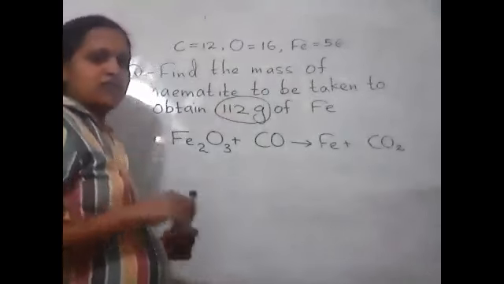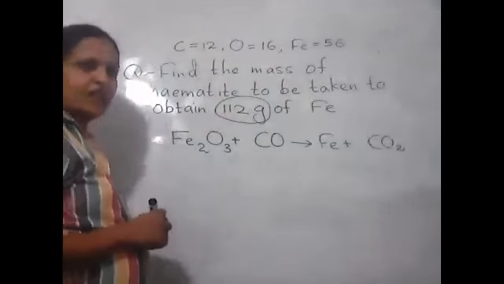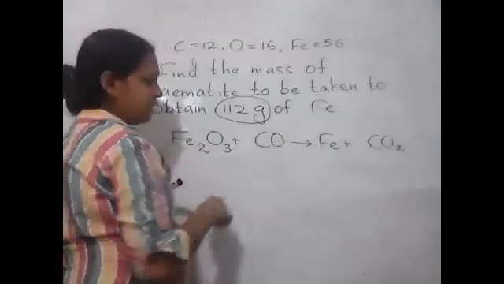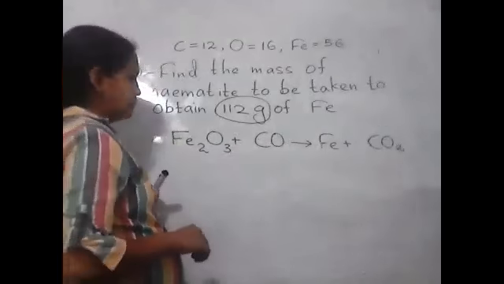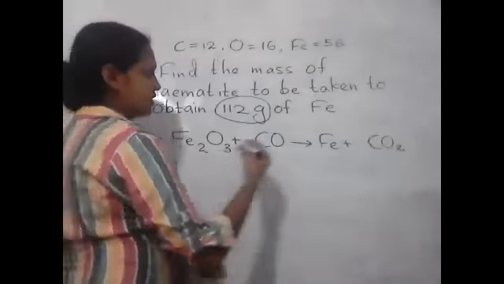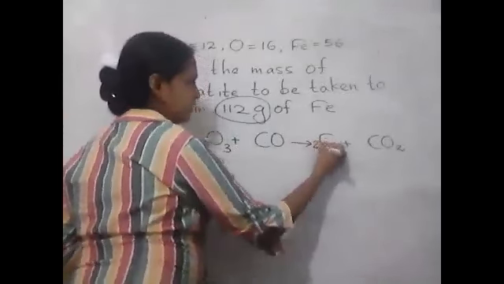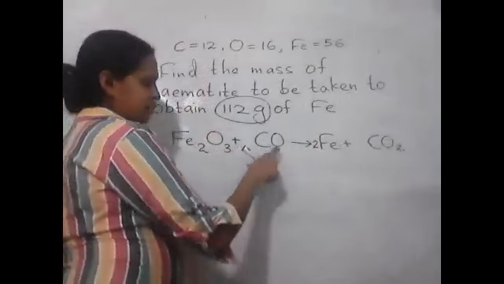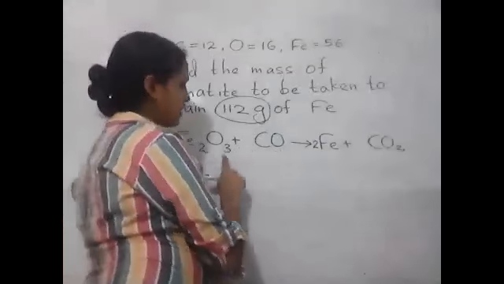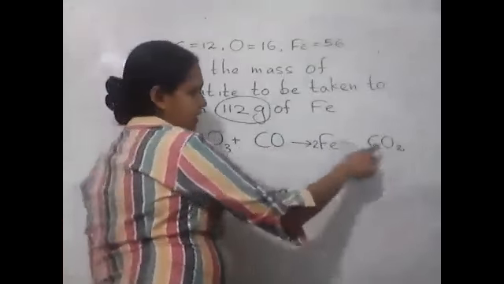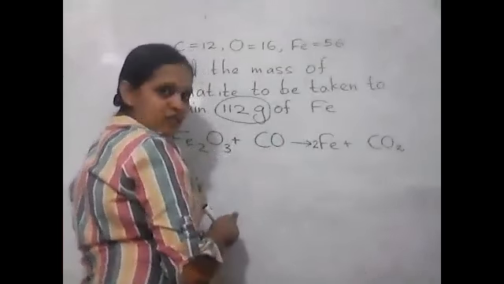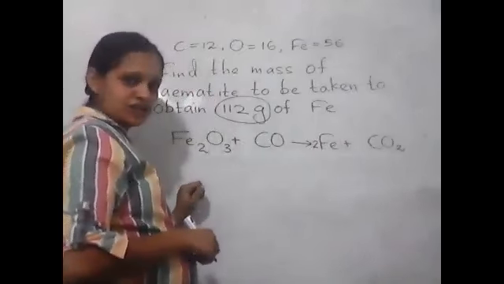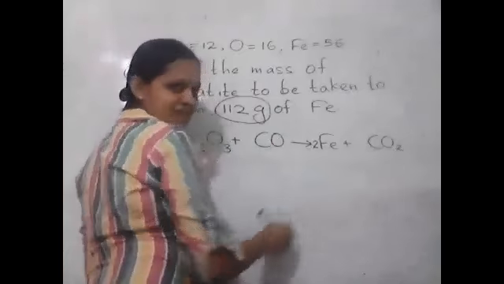So here the first thing is to balance the chemical equation. Here there are two iron atoms, and on this side there is only one. So we can put number 2 in front of iron, right? Then here there are 3 oxygen atoms, and here there is only 1 oxygen atom. 3 plus 1, altogether 4. And here there are 2 oxygen atoms. So if you put number 2 in front of carbon dioxide to balance oxygen, then it will be 4 on this side as well.